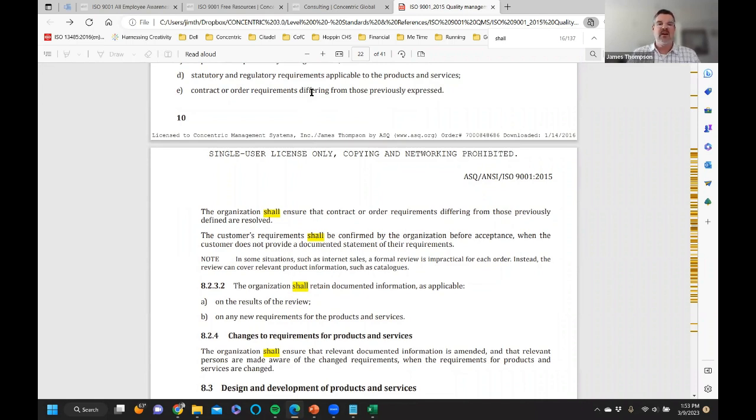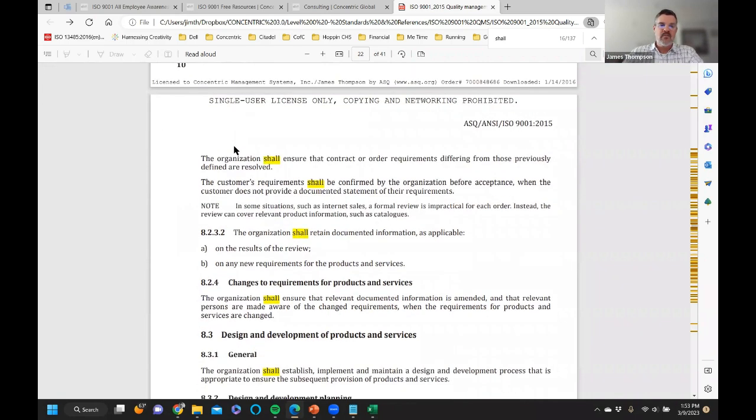So you might say something like, all right, you placed an order for 10,000 widgets, but we don't have the capacity. Is it okay to give you 2,500 parts this week, 2,500 for the next 3 weeks after that? Okay. The organization shall ensure that contract or order requirements differing from those previously defined are resolved.